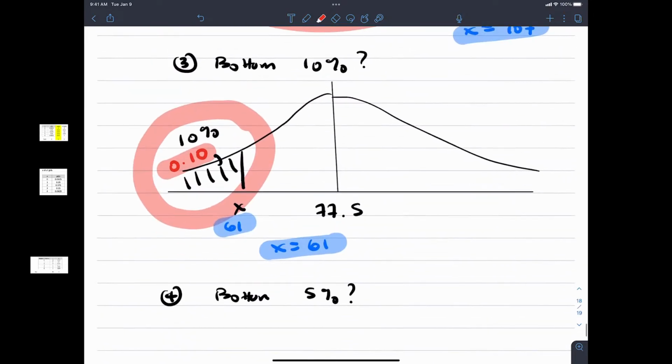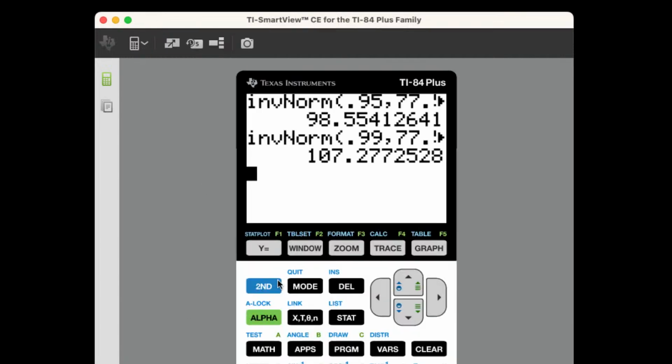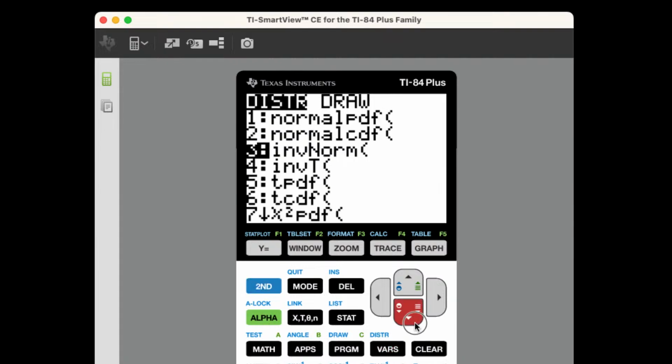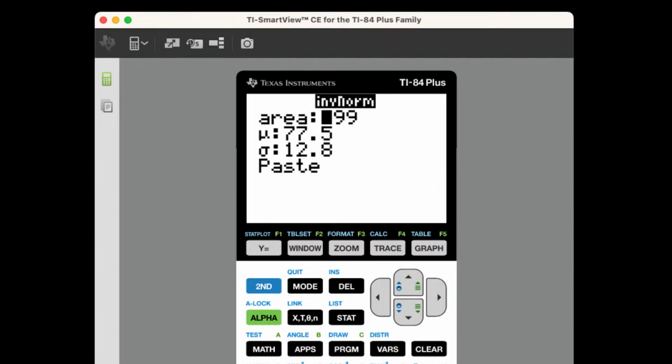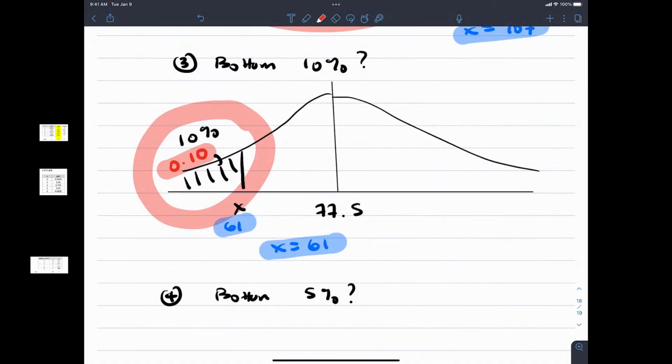Now you said, what about the default? Well, shouldn't it be the exact same thing? You guys know what I'm saying? Isn't that area to the left the default? Yes. Maybe you say you don't believe me. Second distribution, inverse norm, 0.10. Paste that. Isn't that 61? Still 61.